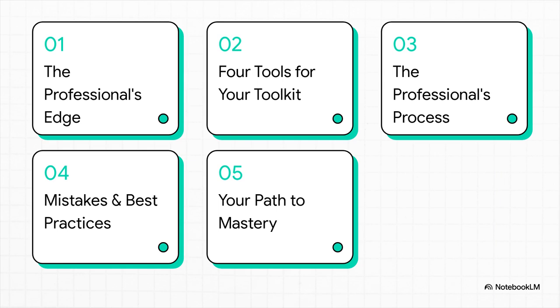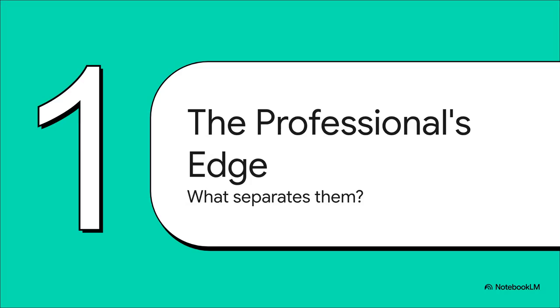Okay, so here's our game plan. First, we'll pin down what that professional edge actually is. Then we're going to stock our own toolkit with 4 of their key instruments. After that, we'll walk through their process, how they actually use this stuff together, then we'll cover the big mistakes to avoid, and wrap it all up with a path for you to start building your own system. All right, let's dive right in.